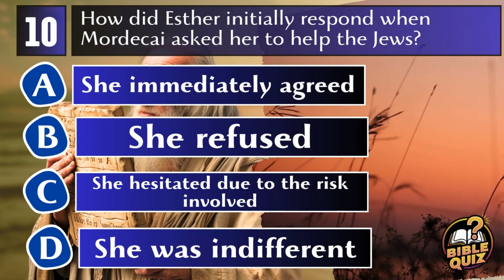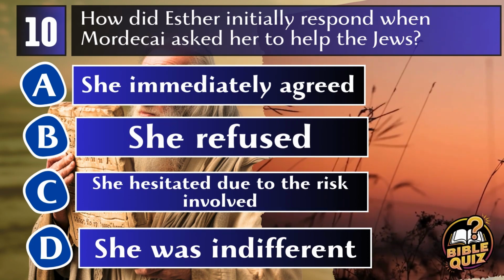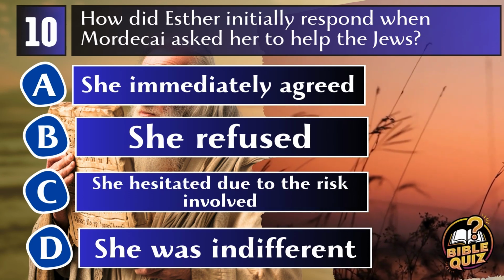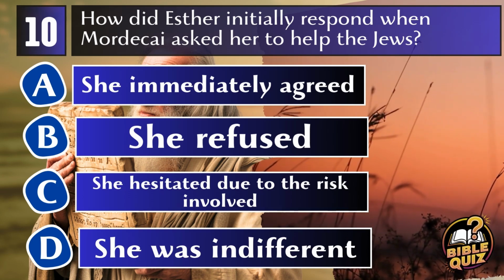Question 10. How did Esther initially respond when Mordecai asked her to help the Jews? A. She immediately agreed. B. She refused. C. She hesitated due to the risk involved. D. She was indifferent.